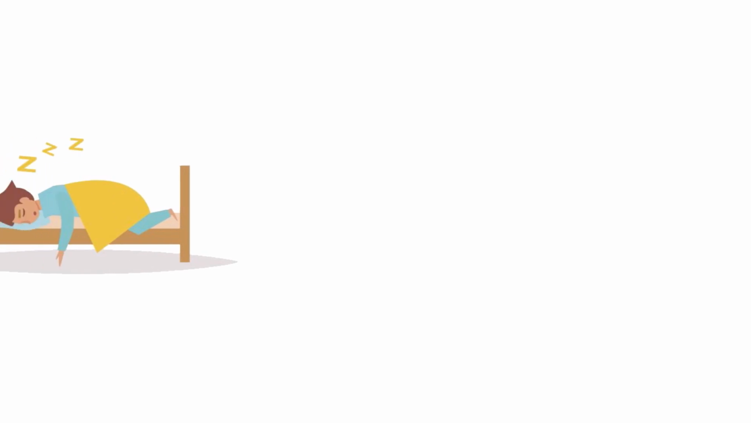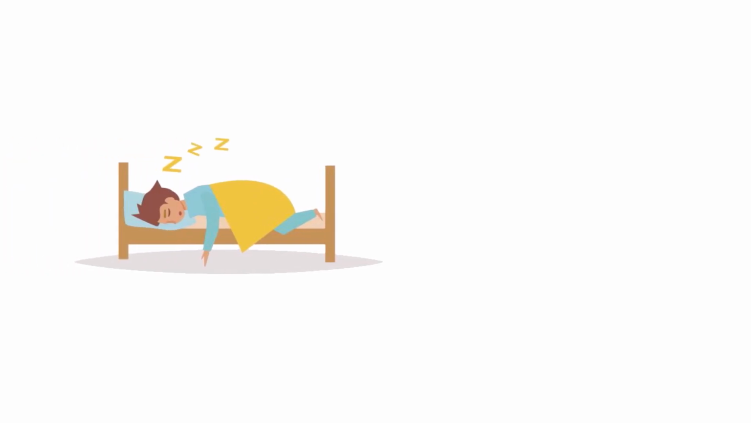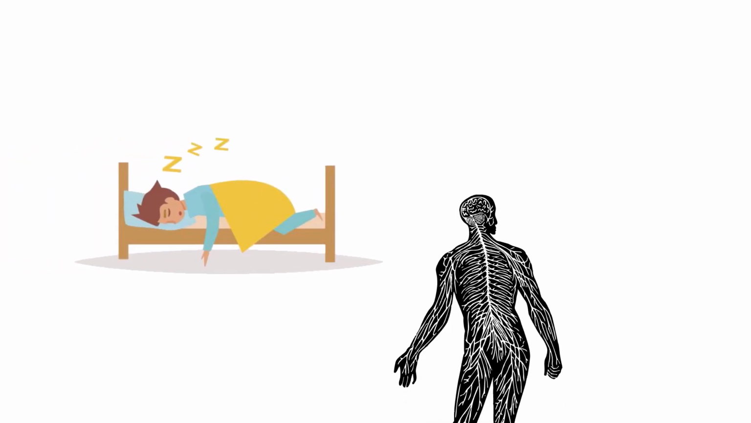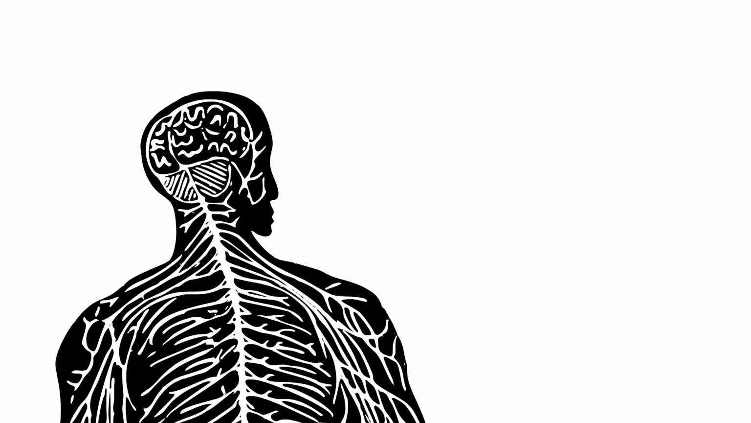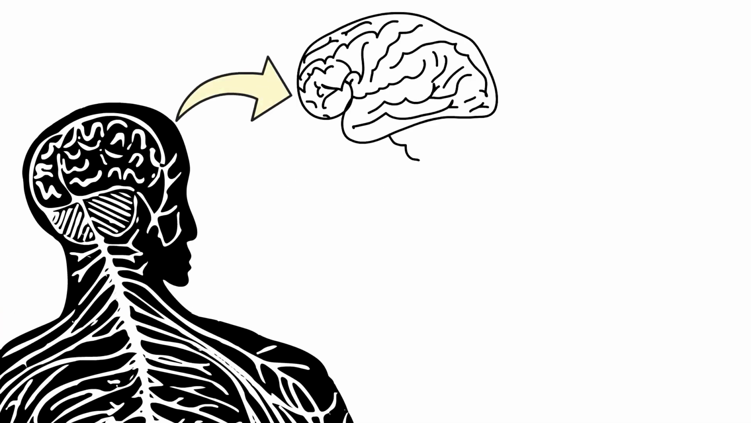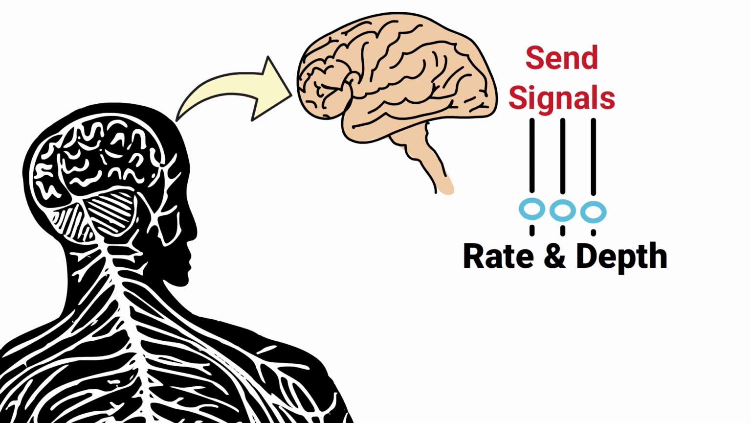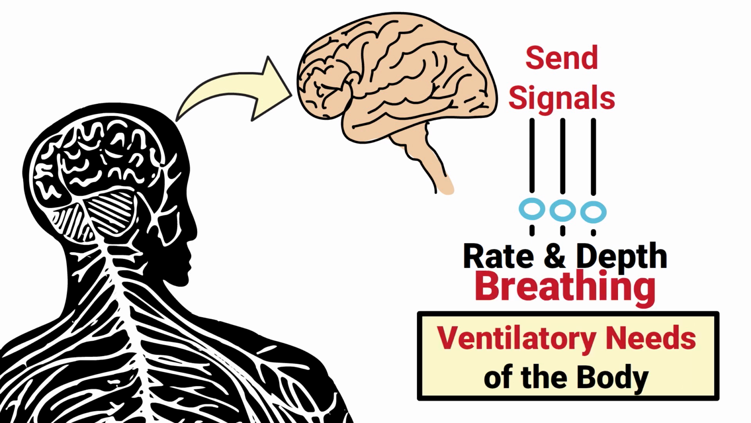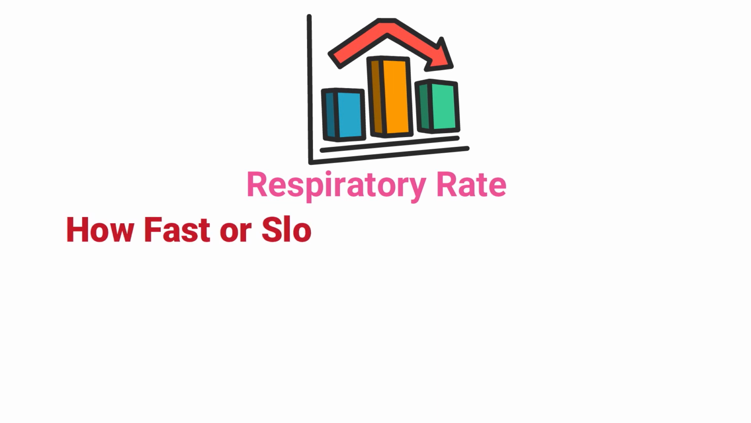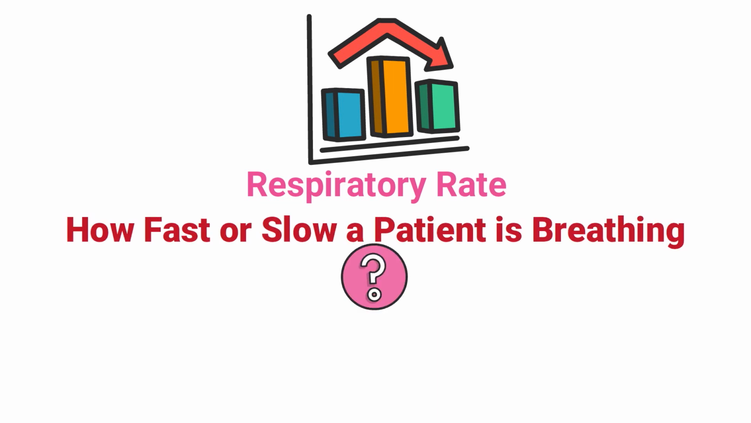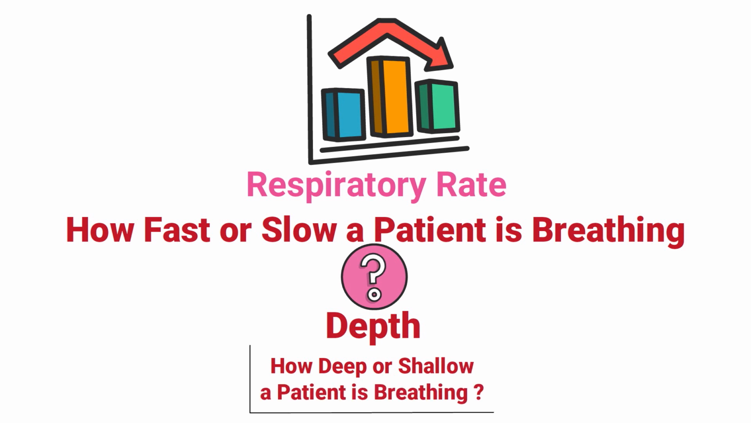Breathing is a phenomenon that occurs automatically with no conscious awareness thanks to the autonomic nervous system. Structures within the brain send signals that control the rate and depth of breathing that occurs to meet the ventilatory needs of the body. Looking at the respiratory rate tells us how fast or slow a patient is breathing. Looking at the depth tells us how deep or shallow a patient is breathing.